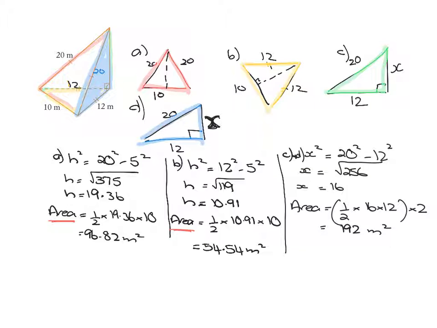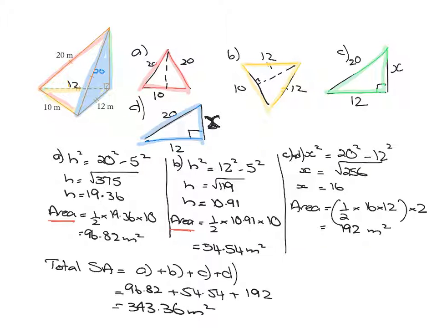And now I can start working out the total surface area. So the total surface area, and again, it's important to show the marker that you understand what you're doing, is A plus B plus C plus D. And I'm going to add all those together. And the answer comes to 343.36 square metres. So a complicated question in that it was long and involved quite a few bits, but once again, not hard, just painfully long.